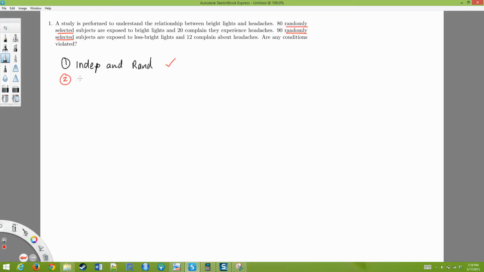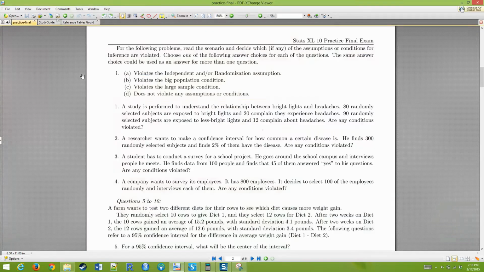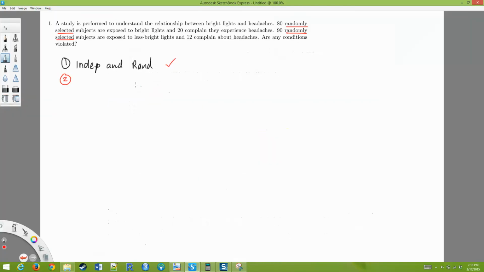Okay, we want to check the next one, big population and large sample. So is big population met? Our sample sizes, we have two samples. n1 is 80 and n2 is 90. So our population has to be at least 10 times 80, so at least 800, and over here, at least 900.